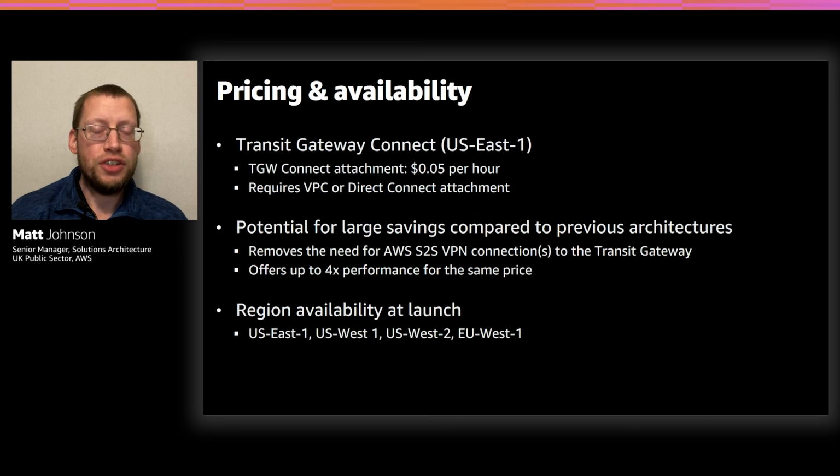So when you consider that a site-to-site VPN typically has a throughput of about 1.2 gigabits per second, and new GRE tunnels, the connect attachments, can handle 5 gigabits per second, you can see that we can get 4 times the performance for the same price as a single site-to-site VPN. So we offer up 4 times performance for the same price. In terms of region availability at launch, we've launched in US East 1, US West 1, US West 2, and EU West 1. And we expect other regions to launch as customer demand dictates.